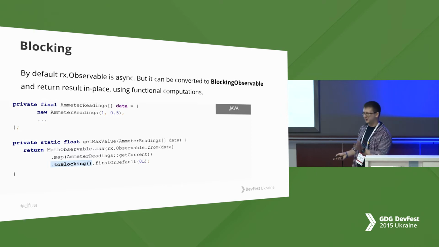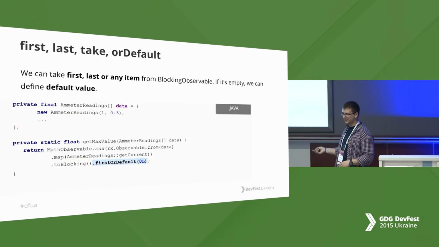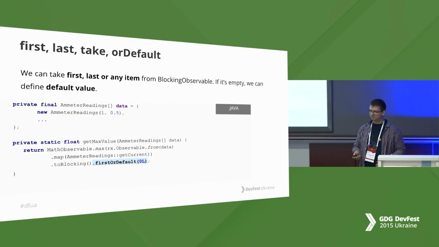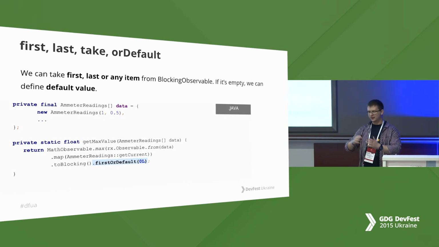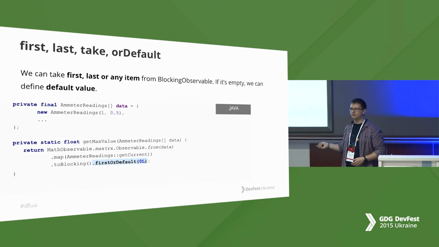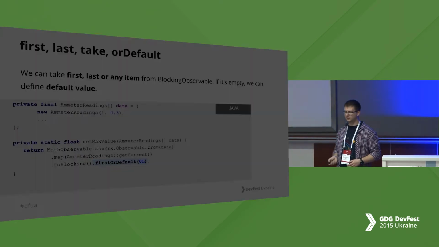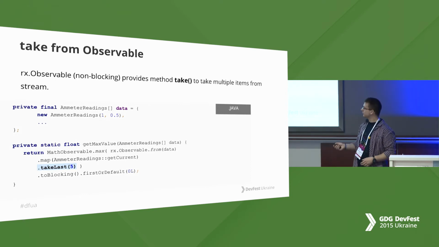Do not use this in code. It's bad style. But if you want functional style, you can use it, like for collections. You can use firstOrDefault. I already said it can take the first value or just check whether our stream or collection contains values. If not, it will return the default value. No if, no else, everything simple. Take. Here you see a pretty simple and readable operator, takeLast.